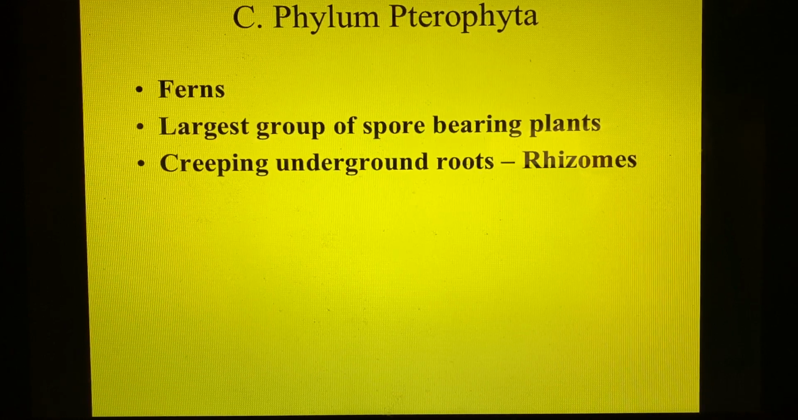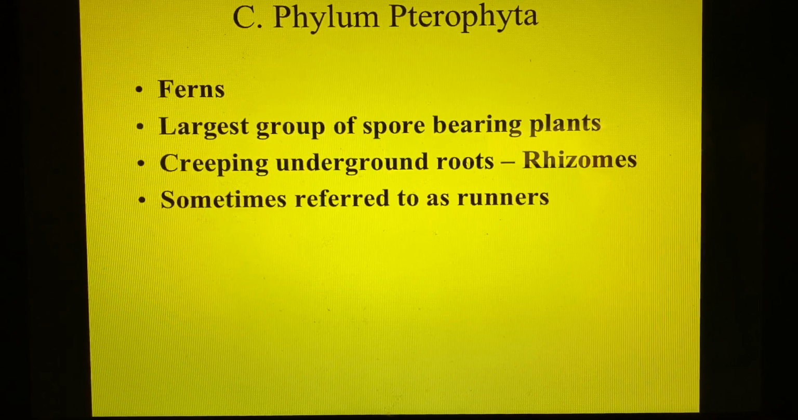They have creeping underground roots called rhizomes. Now, for the exam, don't get confused, not rhizoids. They have creeping roots, so they run out. So if you've ever been in the woods and you try to pull up a fern, it's not real easy because the roots actually might run out 6, 7, 8, 10, 12 feet. So if you want to get one out of the ground, you got to have a shovel and dig them out. Okay. Sometimes referred to as runners. And you see this in some other plants as well.